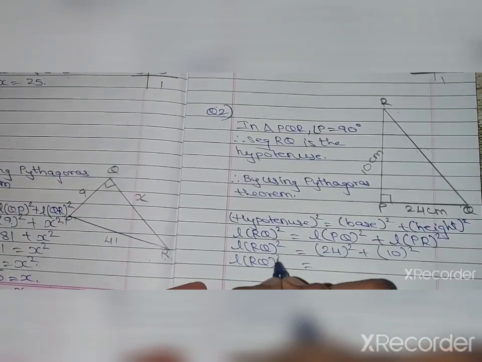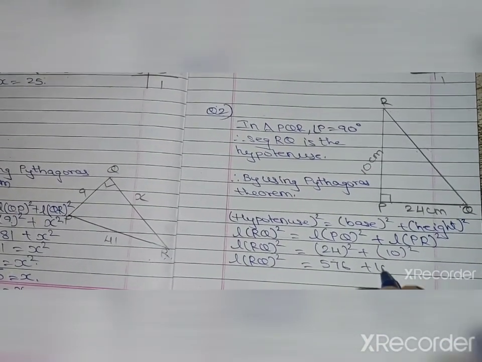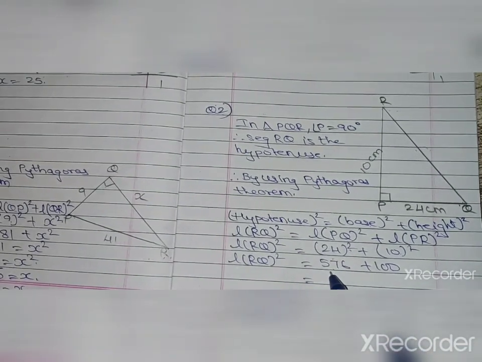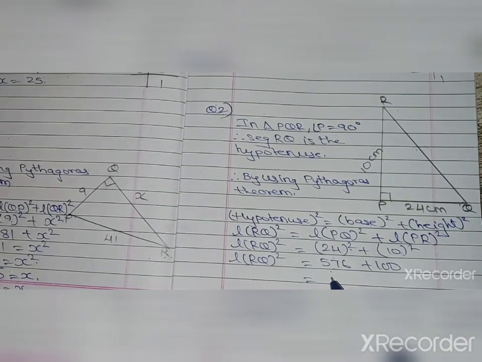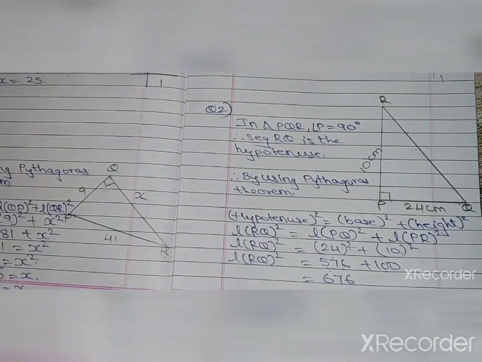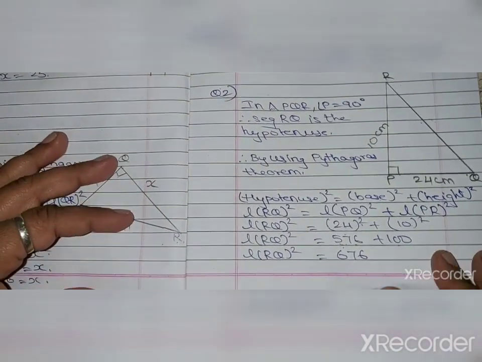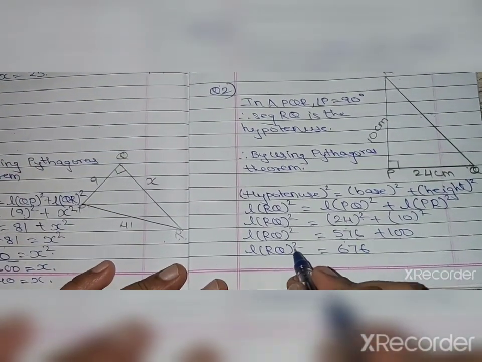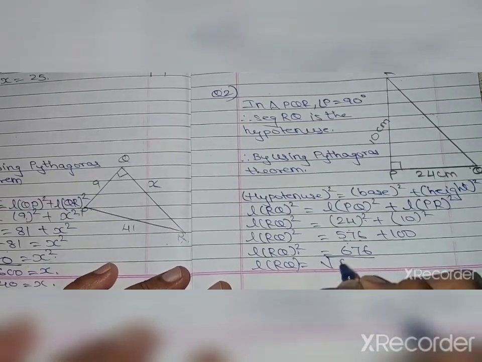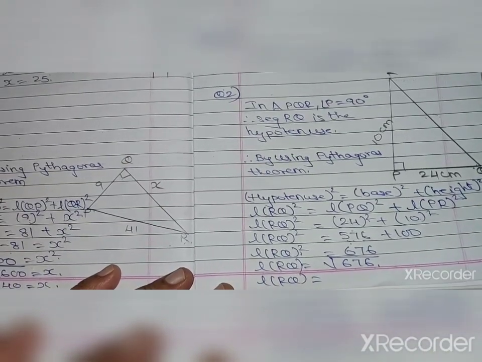Length RQ square equal to square of 24, which will give you 576, plus 100. 10 tens are 100. 24 multiplied by 24 you will get 576. And 10 multiplied by 10 will give you 100. So 576 plus 100 will give you 676. So length RQ square equal to 676. Now you have to remove this square sign. So length RQ equal to square root of 676. So length RQ will be how much? 26 centimeters.